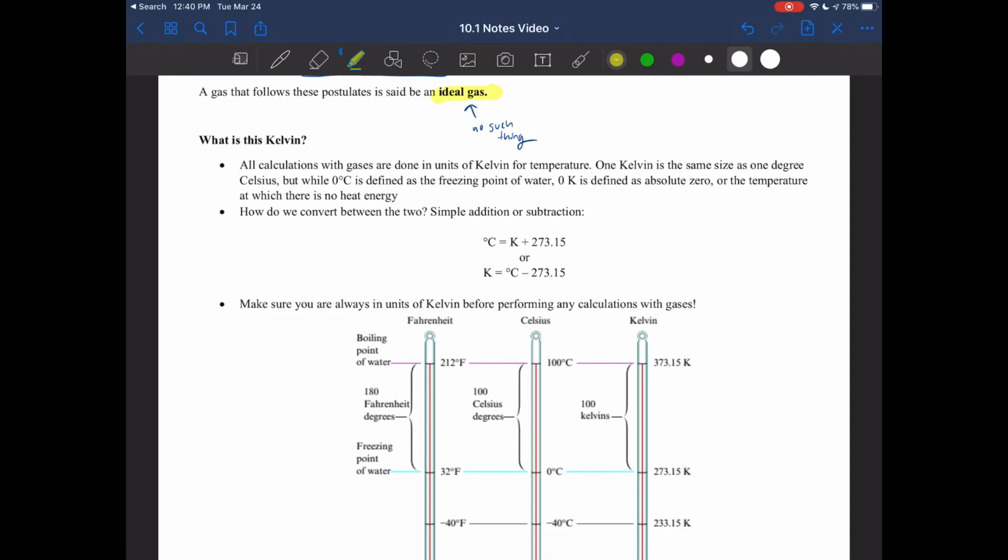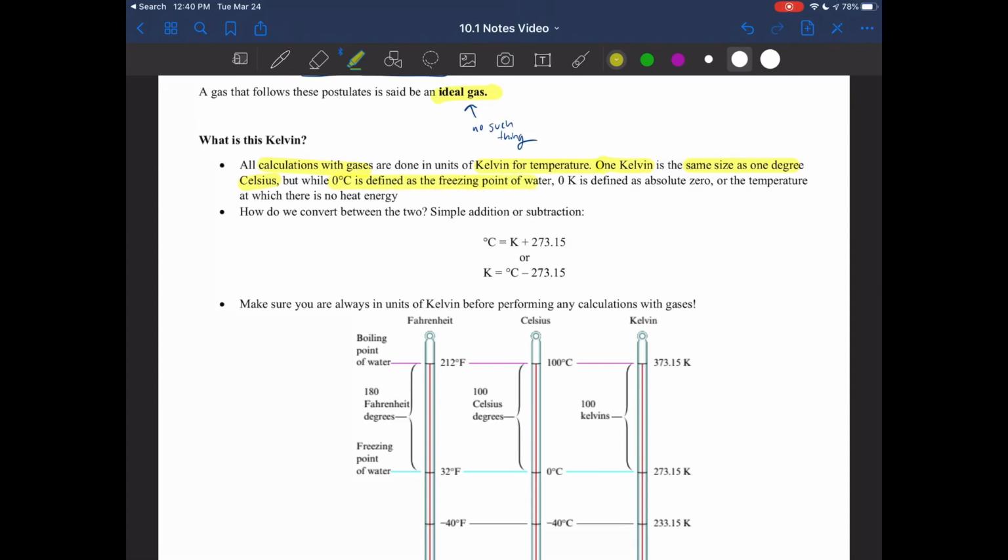Kelvin is another unit of temperature, and all calculations with gases, all the stuff we're going to do in future units or lessons, are going to be done in units of Kelvin for temperature. If you're given Fahrenheit, convert it to Kelvin. If you're given Celsius, convert it to Kelvin. Now, 1 Kelvin is the same size as 1 degree Celsius. They're the same kind of unit size, but they have different starting points.